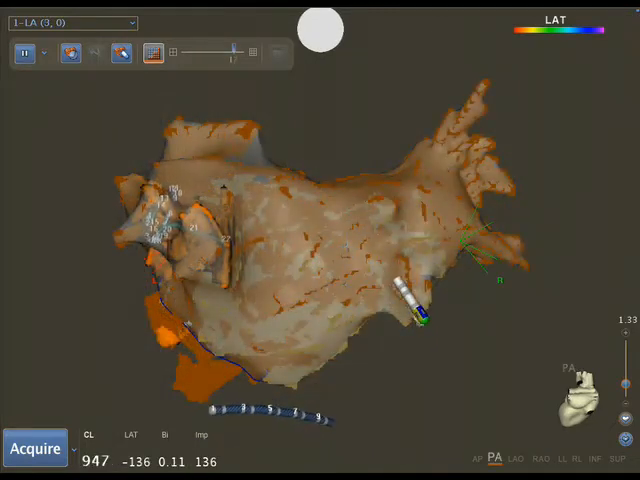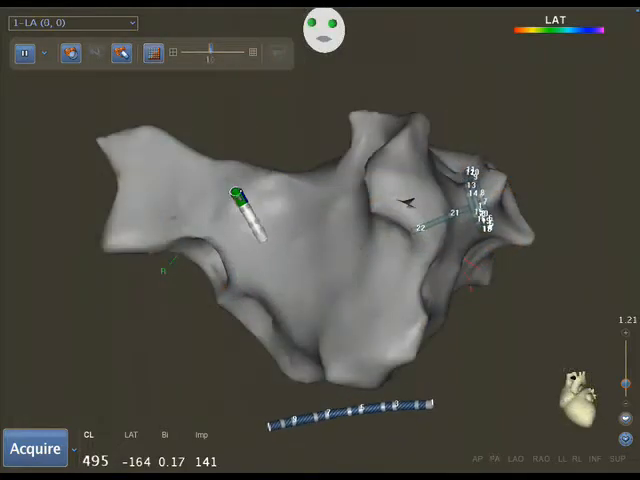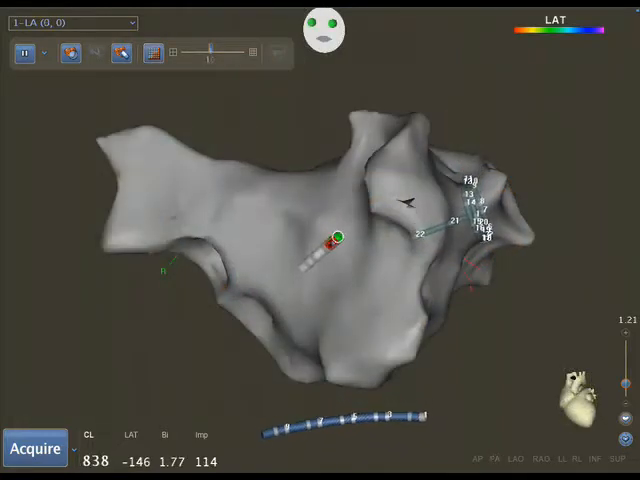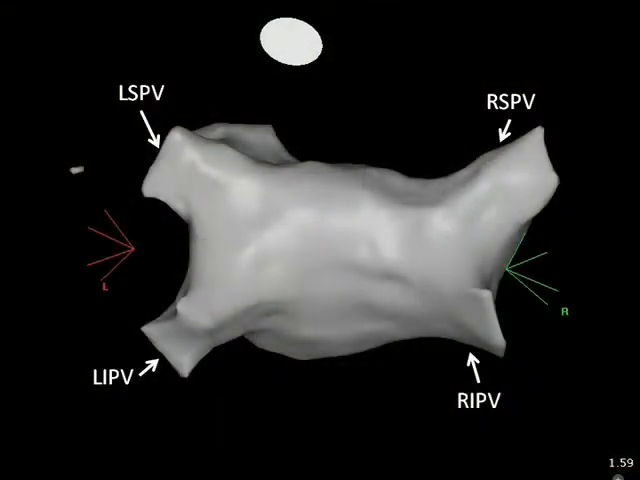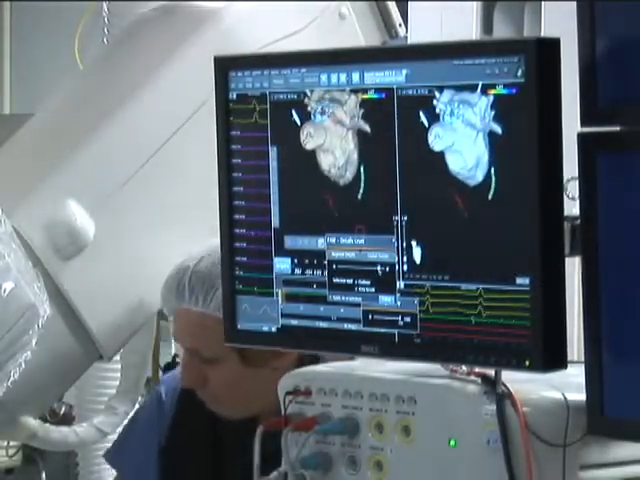The right inferior pulmonary vein is found below it. It is sometimes easier to maneuver without the orange showing. The 3D map of the left atrium is made by moving the catheter around the chamber in this manner. The map can be rotated around for different views.